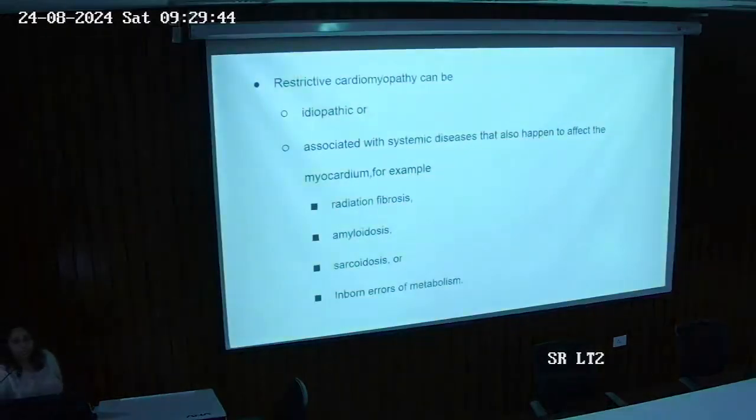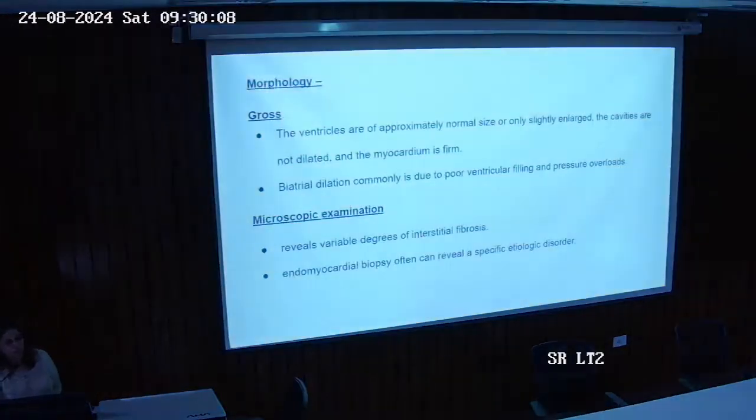So it can be idiopathic or a part of systemic diseases like radiation fibrosis. Amyloidosis. Amyloidosis is one word that you have to remember in the case of restrictive cardiomyopathy. Because of deposition of amyloid, it causes restrictive cardiomyopathy. All right. Sarcoidosis is another cause, and inborn errors of metabolism. Grossly, ventricles are mostly normal. Okay, they can be slightly enlarged. The cavities are not dilated, but the only difference is the myocardium is firm.